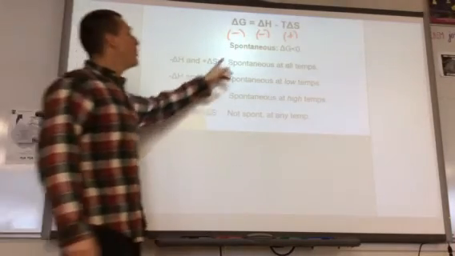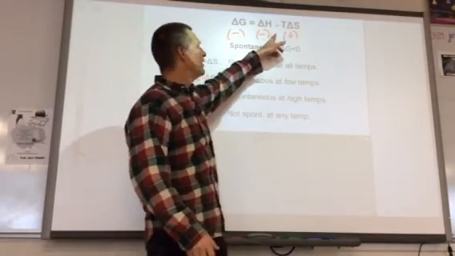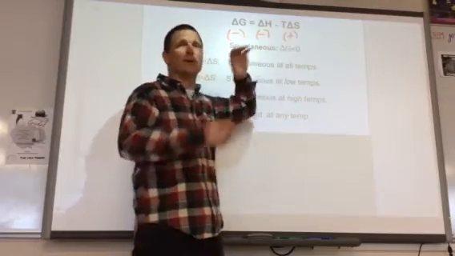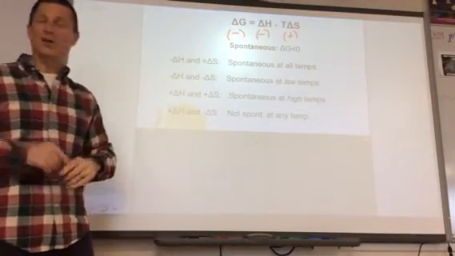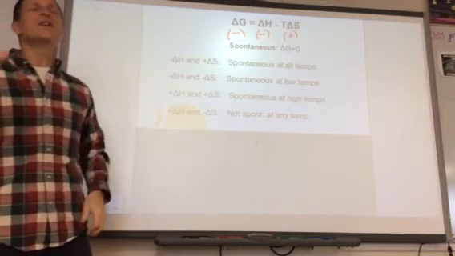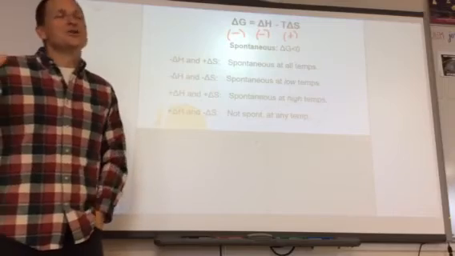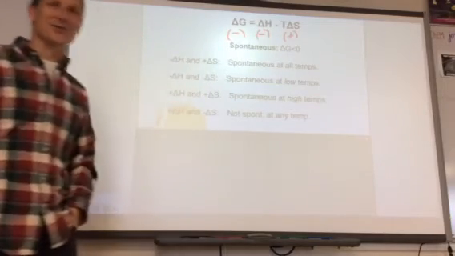And if both delta H and delta S are unfavorable, meaning delta H is positive, which is unfavorable, and delta S is negative, which is unfavorable, then that reaction will not be spontaneous no matter what the temperature is. You can heat it up as much as you want. The reaction is not going to happen spontaneously. Doesn't mean the reaction can't happen. You just have to persuade it, and keep that persuasion on until the reaction's over.